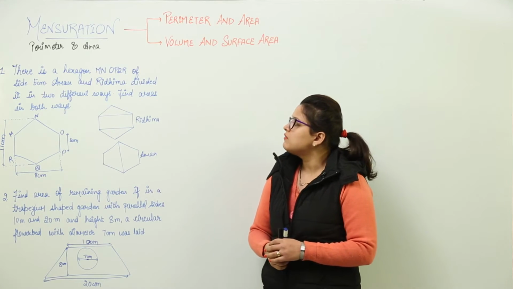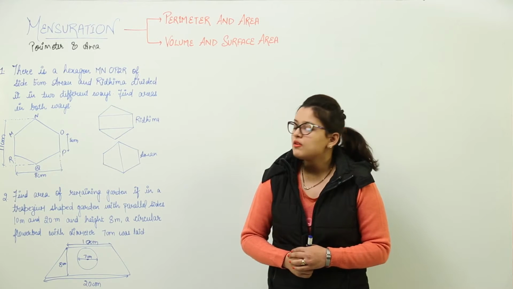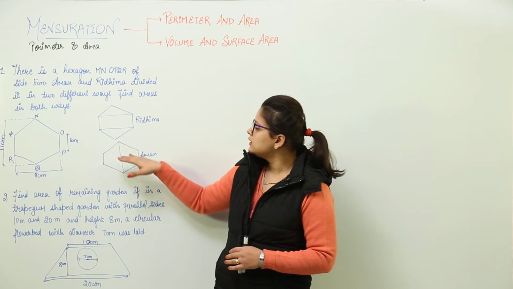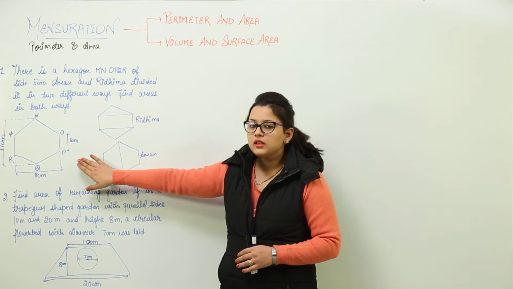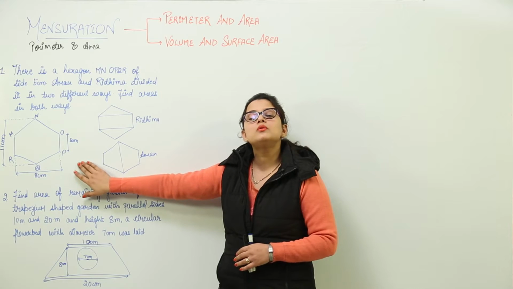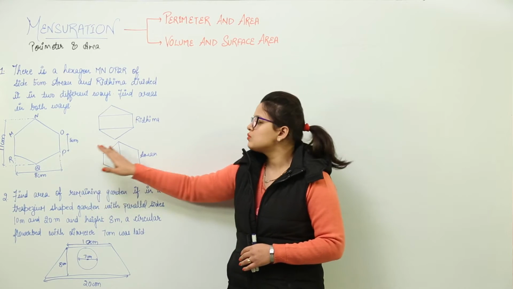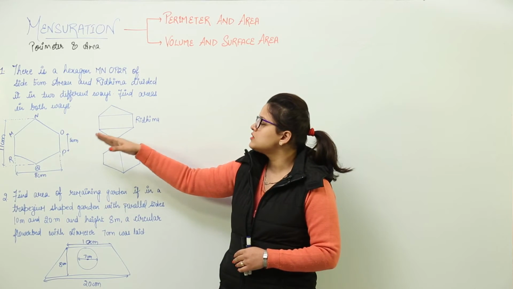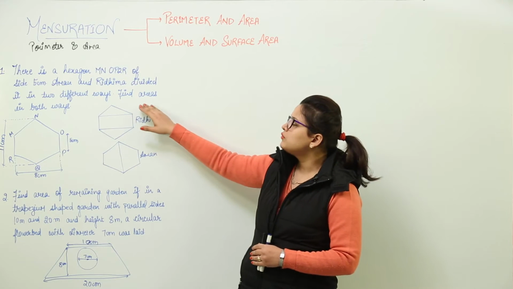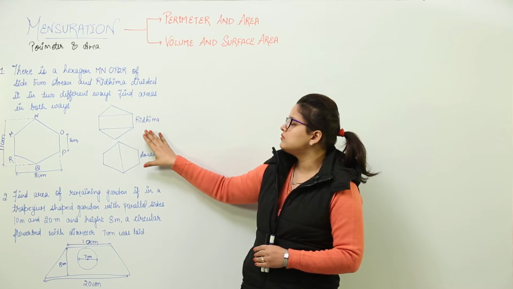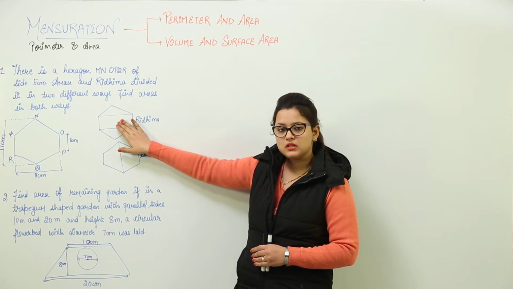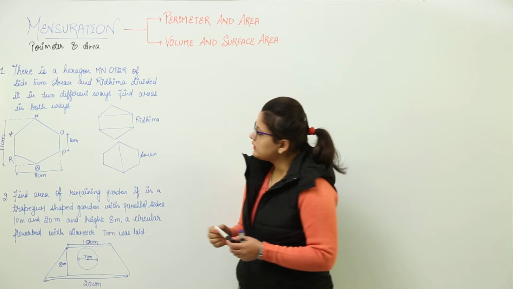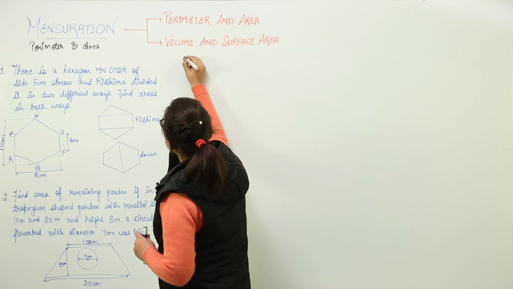Aman and Ridhima divided it in two different ways. Find the area in both ways. Now we have shown how Aman divided it. I told you this is a polygon, and a polygon can be divided into any number of shapes we want. So Aman divided it this way and Ridhima divided the shape this way. Now we have to find the area of the hexagon in both ways. Now let us start on how to do this question.